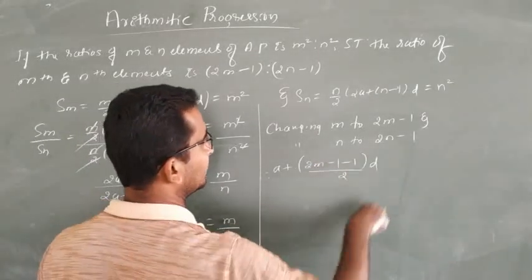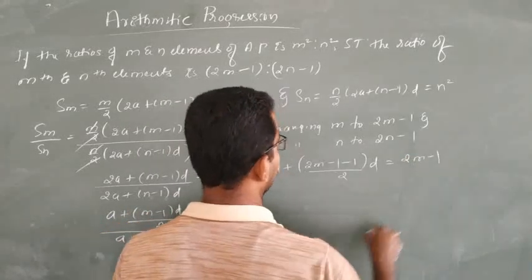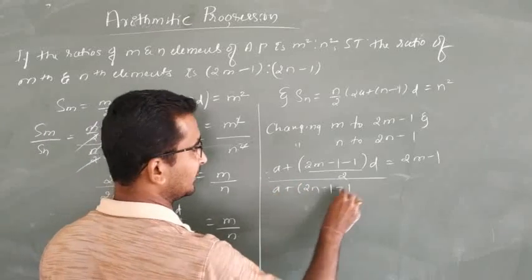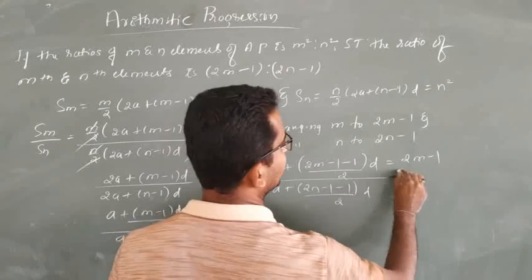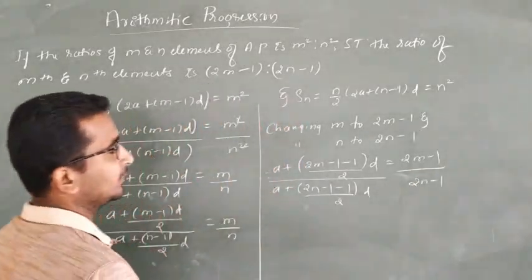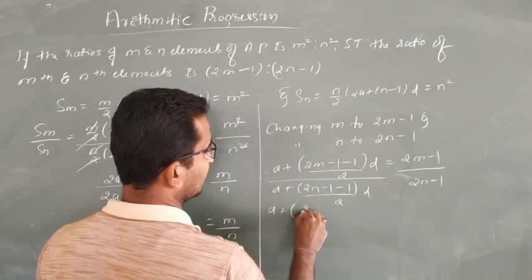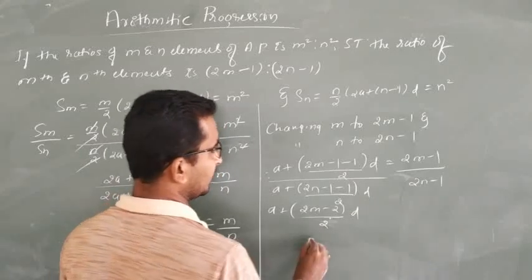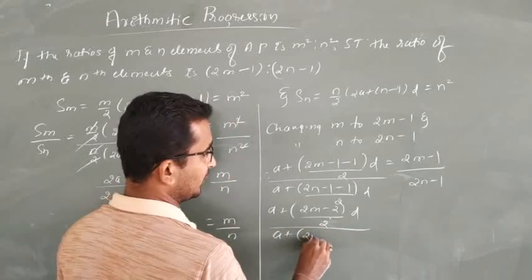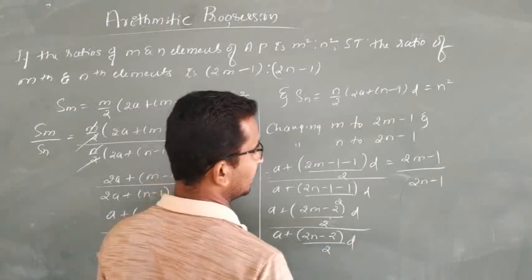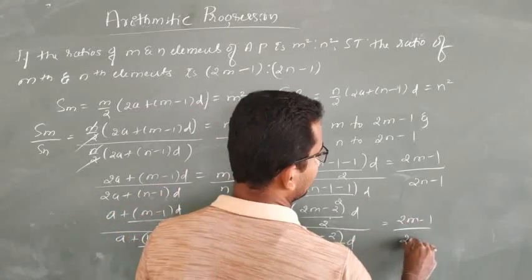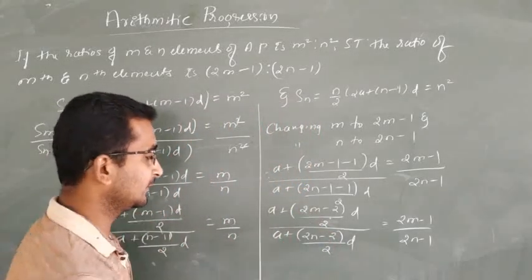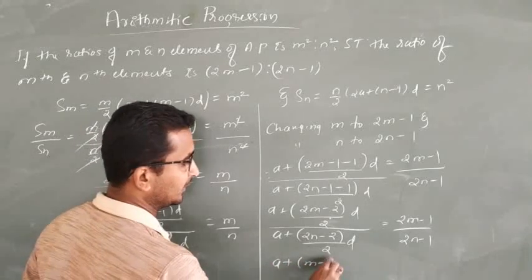Therefore, look here: a plus 2m minus 1 whole divided by 2 into d, over a plus 2n minus 1 whole divided by 2 into d, is equal to 2m minus 1 over 2n minus 1. So here it is a plus 2m minus 2 whole divided by 2 into d, divided by a plus 2n minus 2 whole divided by 2 into d, is equal to 2m minus 1 over 2n minus 1. Okay. So if I take 2 as the common factor in the numerator, these two get cancelled. What remains? a plus m minus 1 into d.